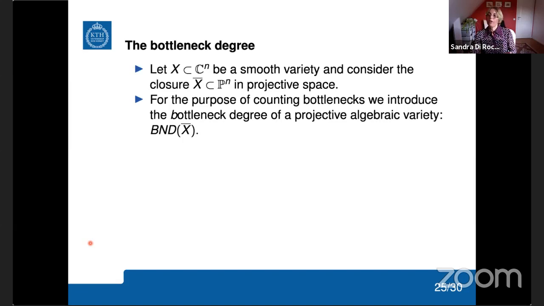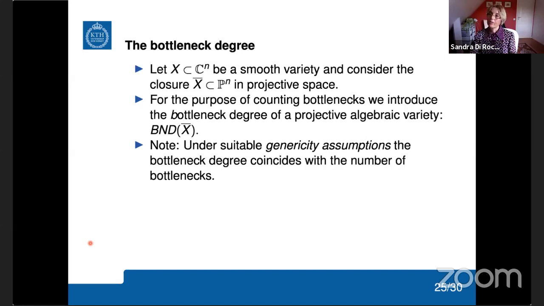And for the purpose of counting this bottleneck, this is a number associated to the solution set of a polynomial system, to a variety. We actually define, in a very technical way, so I will not do it for you, a degree, what we call the bottleneck degree of the variety. It's an invariant of the closure of the variety in PN. And for our purposes, under certain genericity assumptions, this bottleneck degree actually is exactly the number of bottlenecks that we want to compute. Okay? It might be a little bit more complicated if we have embedded components and other things. But under certain genericity assumptions, this will be the case.